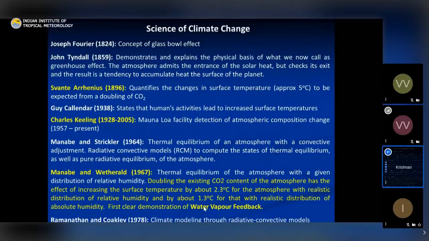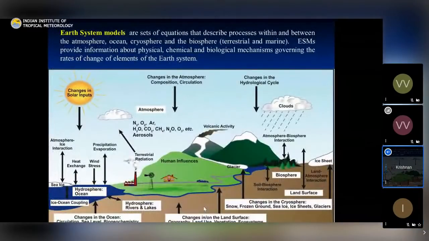And there has been a very thorough review of these RCMs and climate modeling by Ramanathan and Coakley in 1978. It's a very nice article. So the science of climate change has also developed. Basically the Earth system models are very important tools to understand this, because it is not just the atmosphere, the oceans, the cryosphere, the biosphere, they're all interacting.